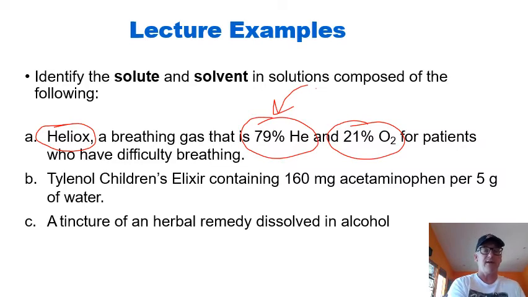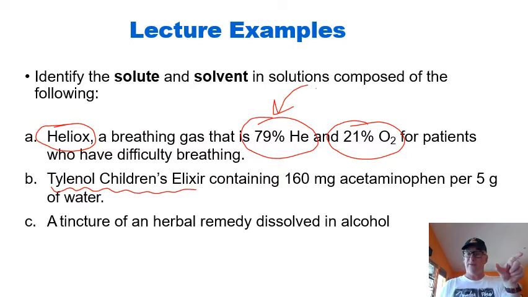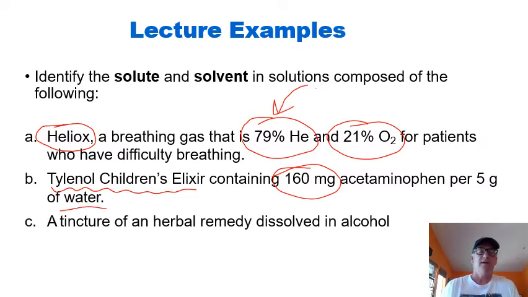Okay? So if you've ever given your kids Tylenol, you've probably given it to them in liquid form, right? Then it tastes either like grape or bubble gum or something like that. And so for every 5 grams of water in that solution, you have about 160 milligrams of acetaminophen. So which one is the solute and which one is the solvent? Well, this one's a little easier, right? Because the water is there in a much higher concentration. And we typically think of water being the solvent in almost all cases. And the acetaminophen being there in much smaller concentrations is the solute.